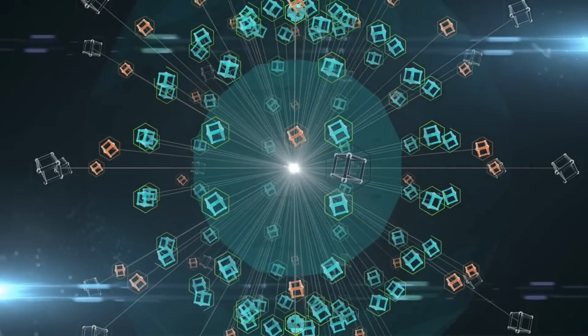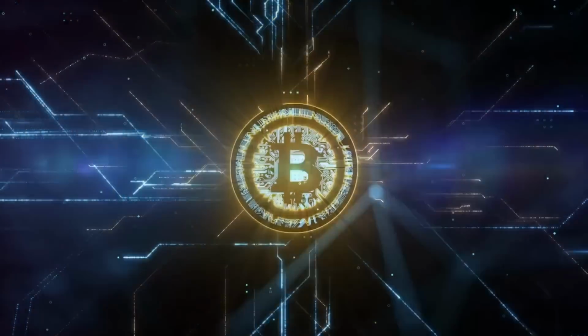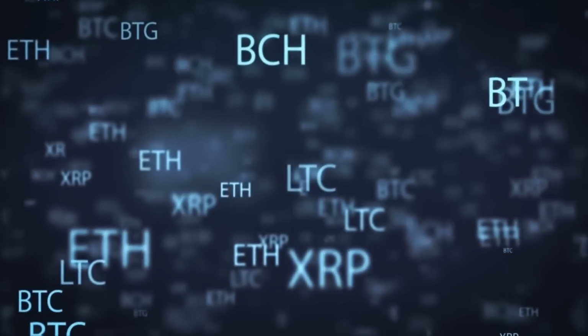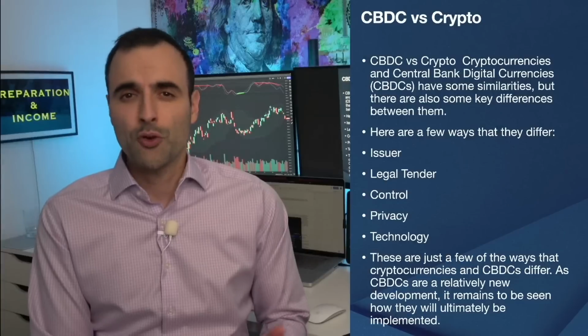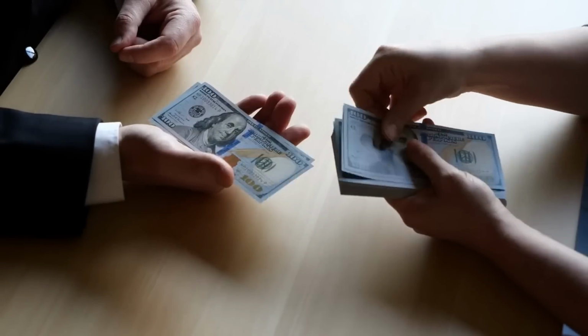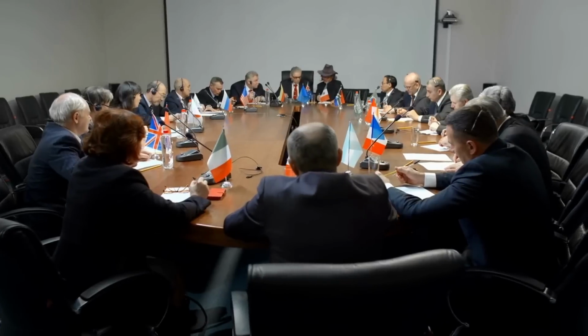When many people hear CBDC, or central bank digital currency, they immediately think of Bitcoin and Ethereum and others, but there are many differences. So let's look at it. Cryptocurrencies and central bank digital currencies have some similarities, but there are also some key differences between them. Here are a few ways that they differ. Issuer: Cryptocurrencies are decentralized digital assets that are not issued by a central authority. In contrast, CBDCs are digital currencies issued and backed by a central bank or government.